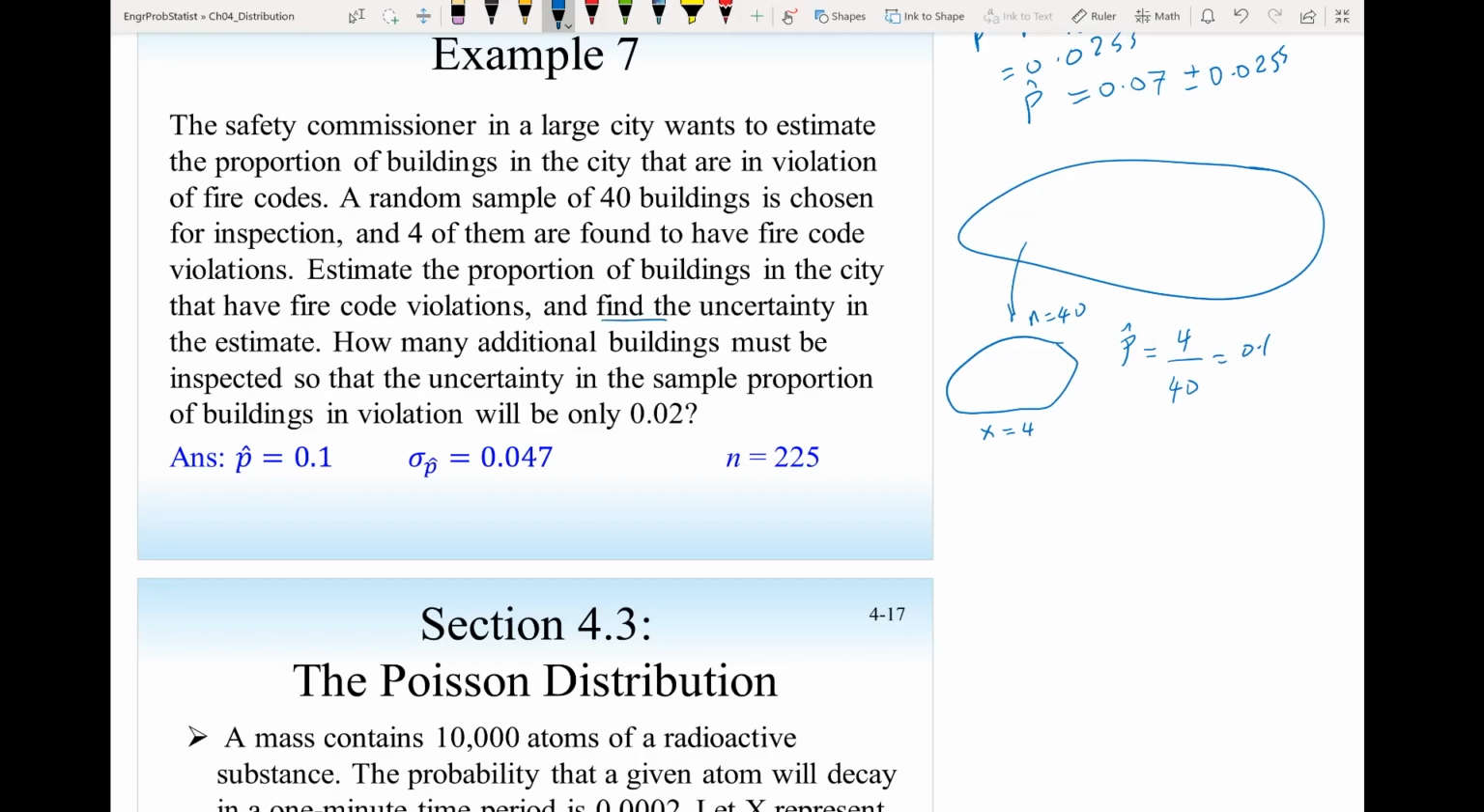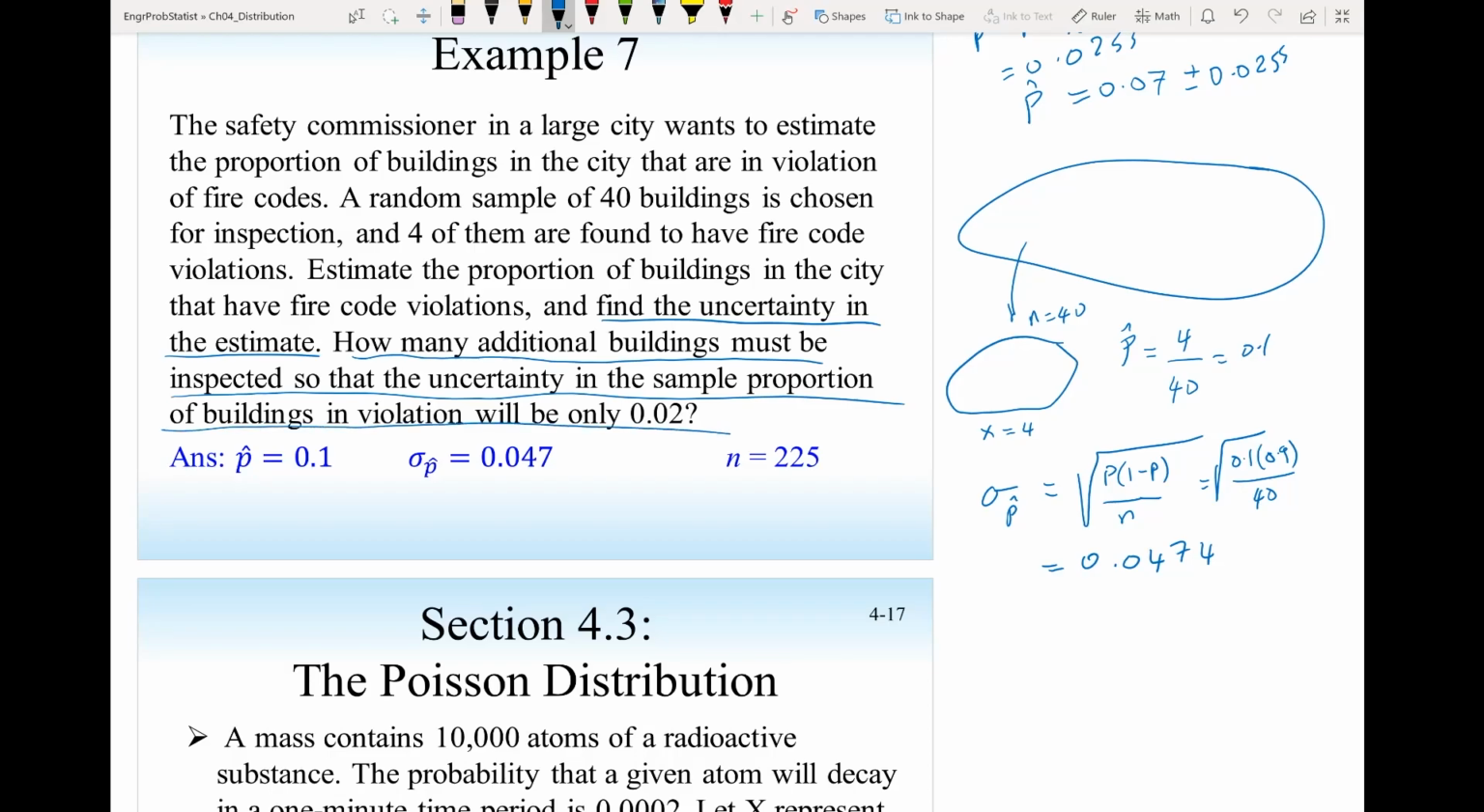Now we need to find the uncertainty in the estimate. Well, the uncertainty in the estimate, we found it to be the square root of p times 1 minus p divided by n. So that is the square root of 0.1 times 0.9 divided by 40. So this is 0.0474. Now they said here, how many additional buildings must be inspected so that the uncertainty in the sample proportion of buildings in violation will be only 0.02. So we are not satisfied with this big uncertainty. We want it to be 0.02.